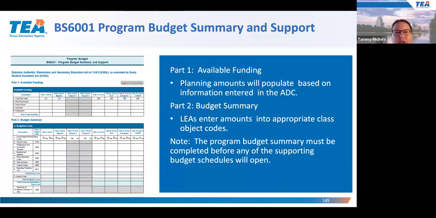The first step in budgeting grant funds is reviewing part 1 of the budget summary schedule seen at the top of the slide. Part 1 displays your entitlement for each fund source and is a summary of available funding. These amounts are generated based upon how you submitted your ADC, also known as your application designation form.